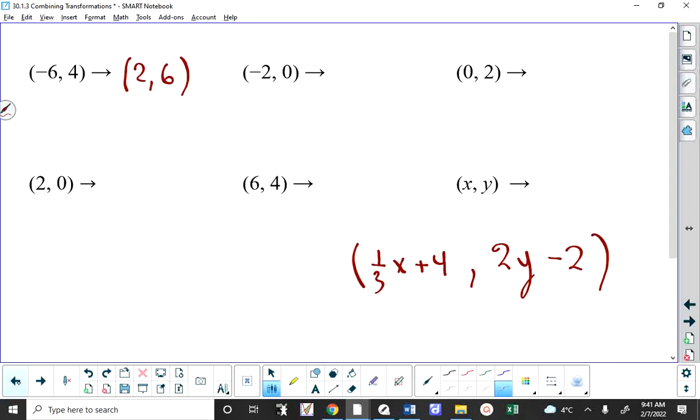Well, definitely you could use this mapping statement that we have here. Really I just need to take 1/3 of the original x coordinate and add 4, and take 2 times the original y coordinate and subtract 2. And if you figure out what 1/3 times -6 is, you'll get -2. -2 plus 4 is 2. And if you figure out what 2 times 4 minus 2 is equal to, well, 2 times 4 is 8, minus 2 is 6.